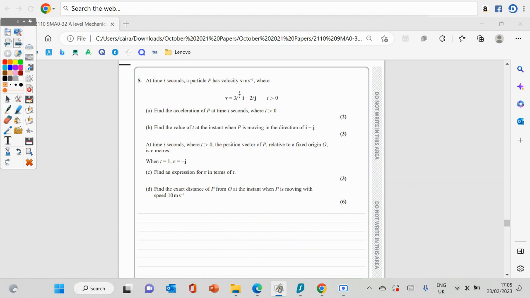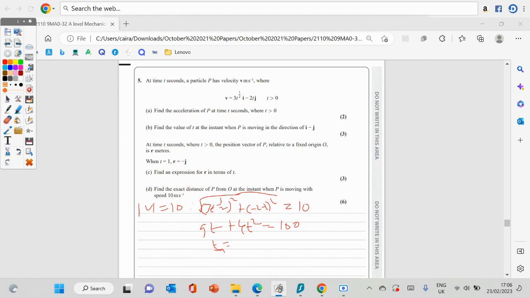Part D. Find the exact distance of P from O at the instant when P is moving with speed 10 meters per second. I.e., we know the mod v has got to be equal to 10. So we've got the root of 3t to the half squared plus minus 2t squared has got to be equal to 10. So that'll give us 9t plus 4t squared has got to be 100. That's a nice little quadratic. Let's get my 2 values of t.